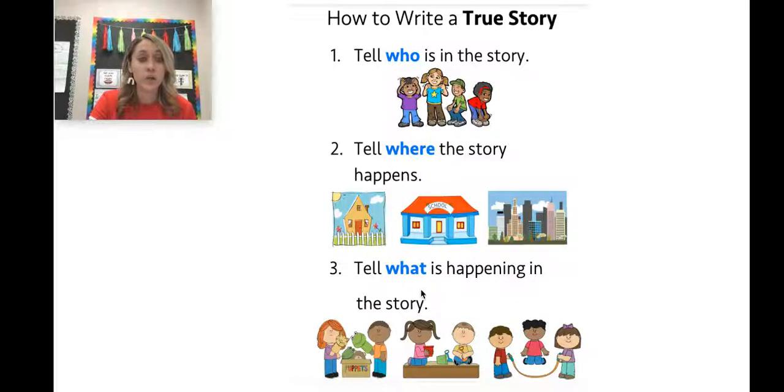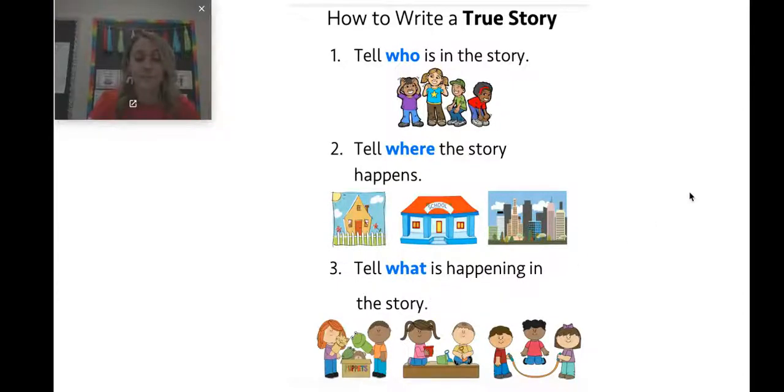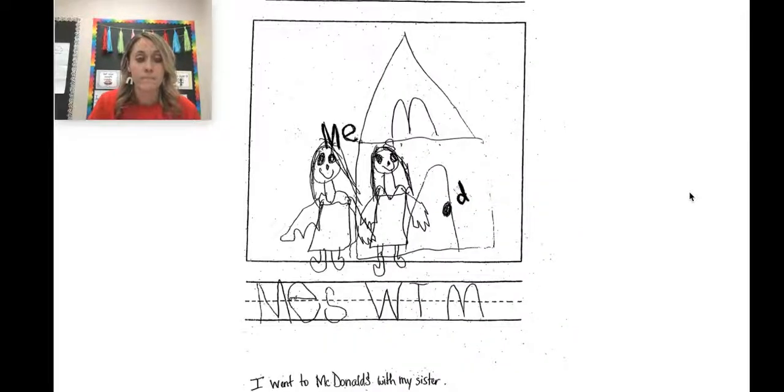Today, I'm going to show you an example of a kindergartner who wrote a story about one time when she went to McDonald's. All right, so this kindergartner wrote a story and it says, I went to McDonald's with my sister. And you can see they drew the big M for McDonald's if you've ever been there before. So she talked about where she went and who she went with. She went to McDonald's with her sister.